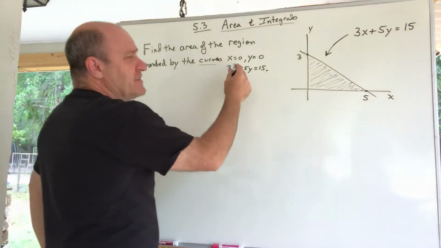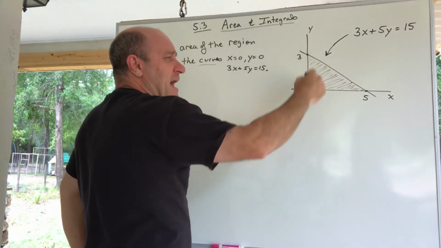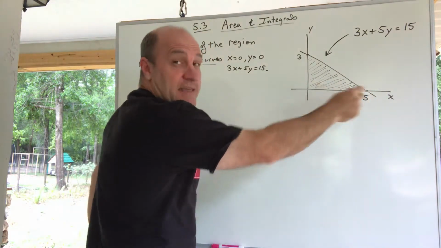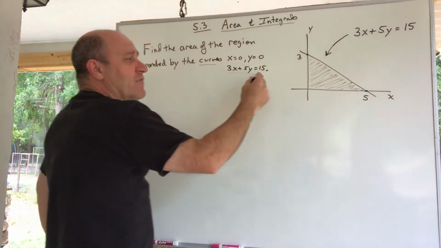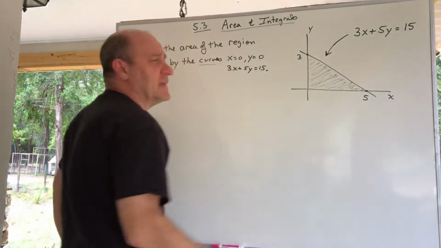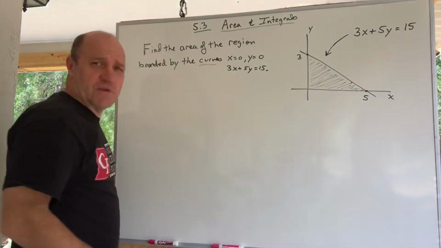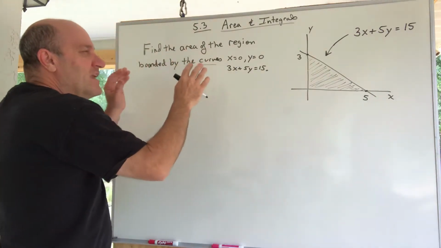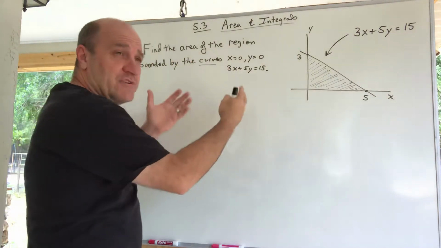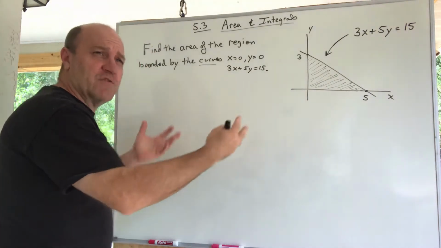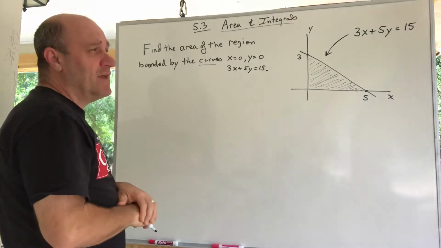So one of the boundaries is x equals 0, that's the y-axis. Another boundary is y equals 0, that's the x-axis. And the other boundary is this line, 3x plus 5y equals 15. So I plotted it and drew a picture for you. The book has, anyway, you might have to draw your own picture. That might be part of the task. But at first the book gives you a lot of pictures, and then they want the area.